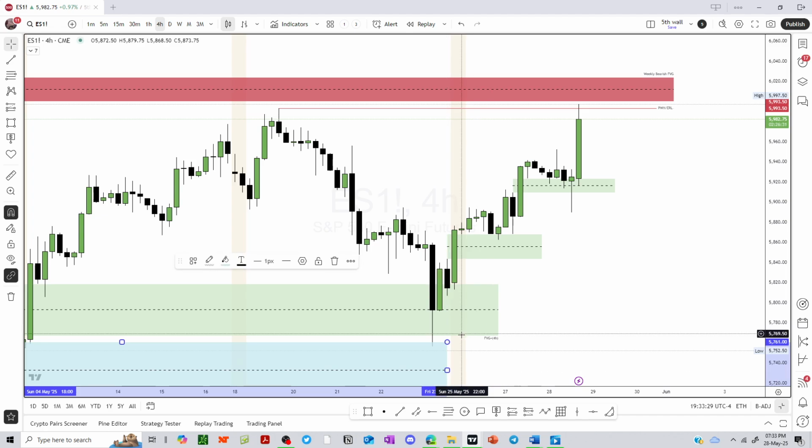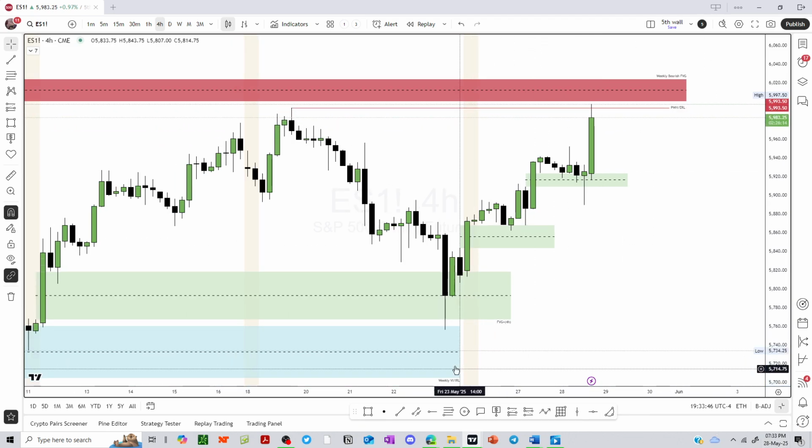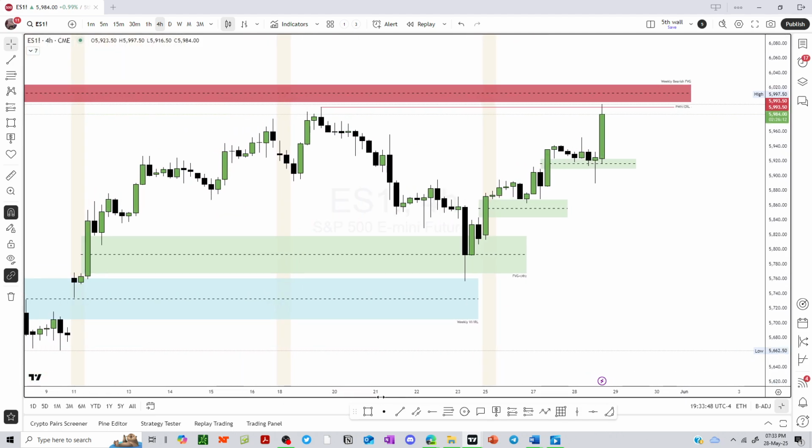And again, that's internal range, and then external range liquidity would be here. External range would be the previous week's high in this case. And we just took that out not too long ago. All right, so we have price stabbing into here, holding above the consequent encroachment of this bullish fair value gap.